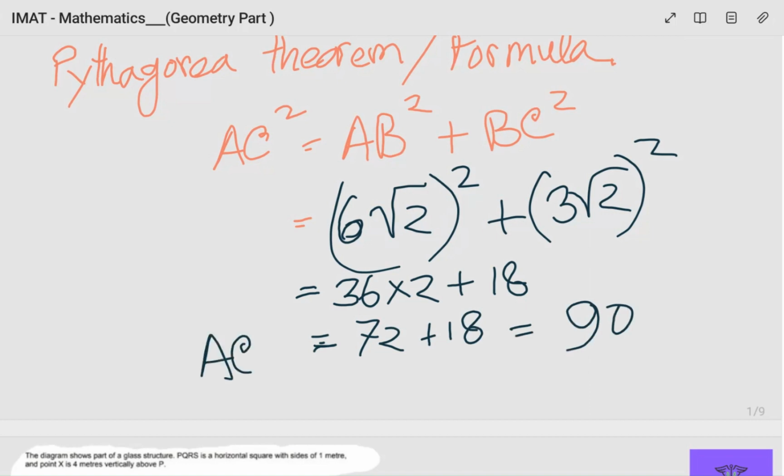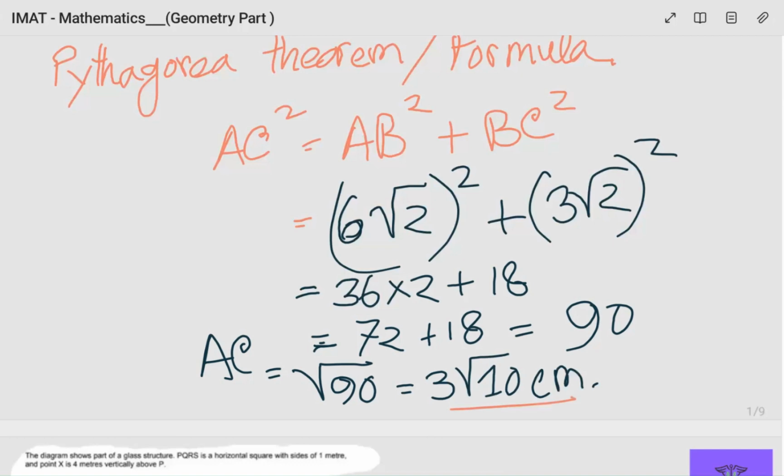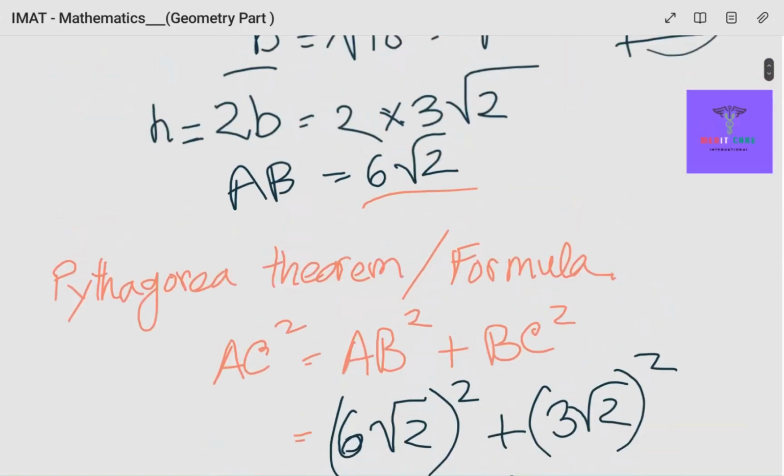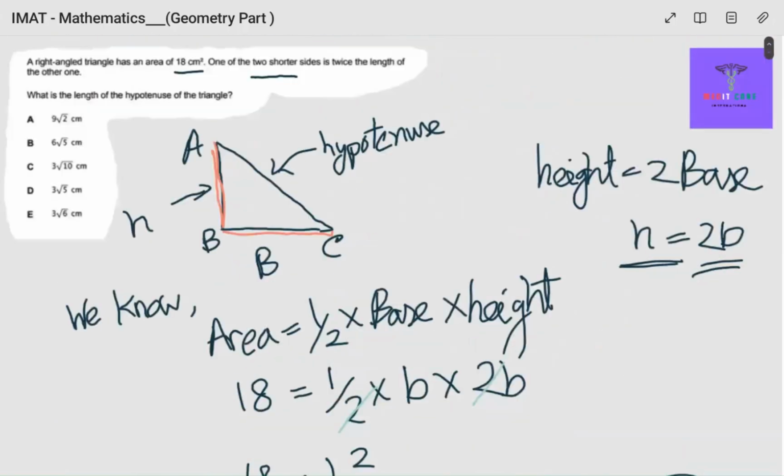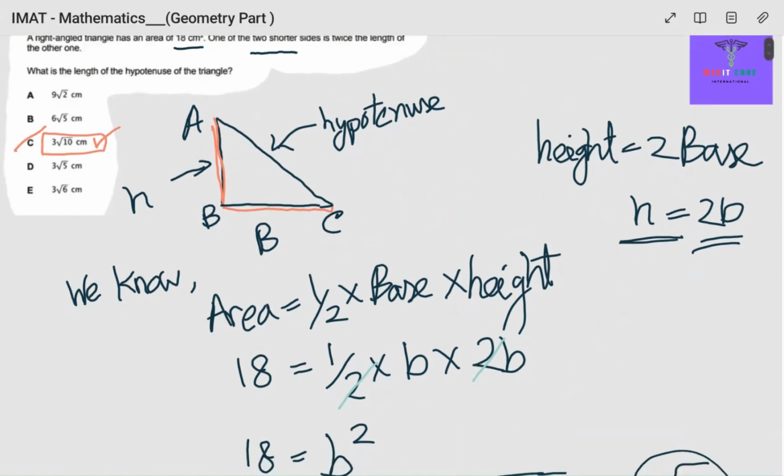Now AC equal to root over 90. And now we get 3 root over 10 if we take the root of 90 centimeter. Now there's the hypotenuse length, 3 root over 10 centimeter. So here we can find C. C is the correct answer, 3 root over 10 centimeter. This one was quite easy.